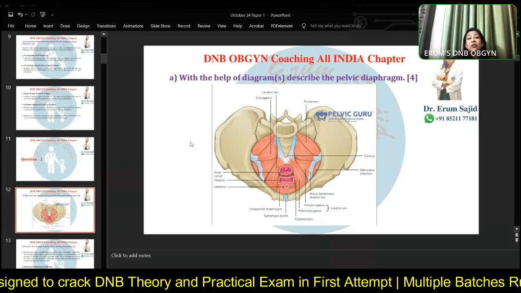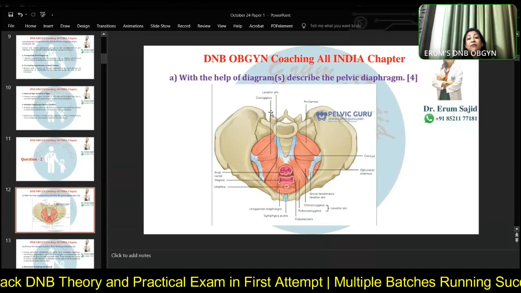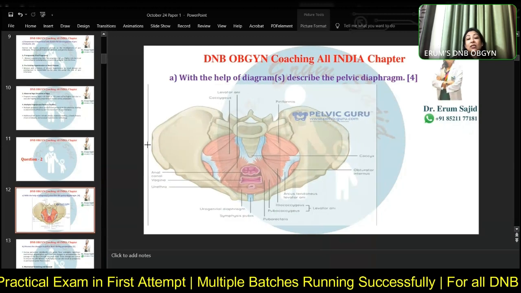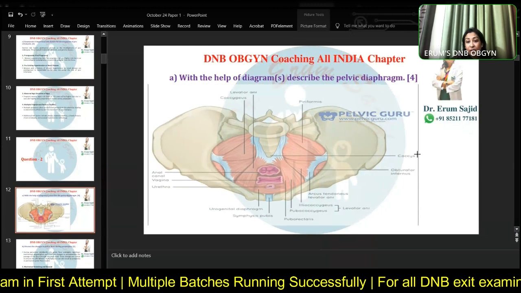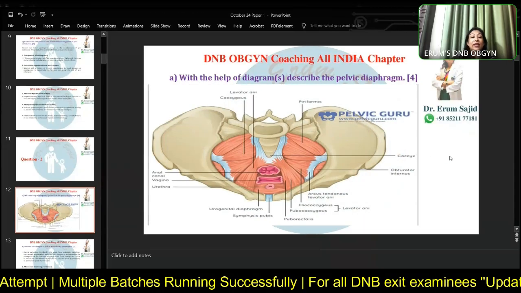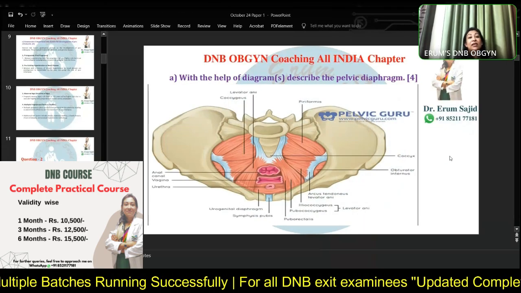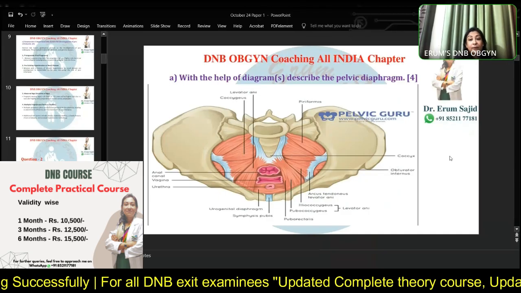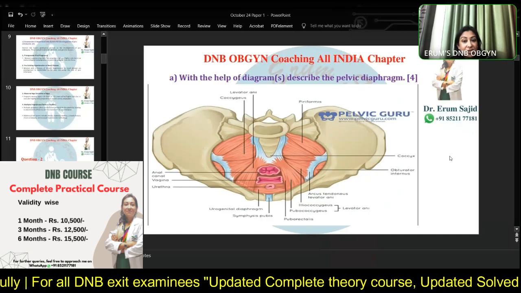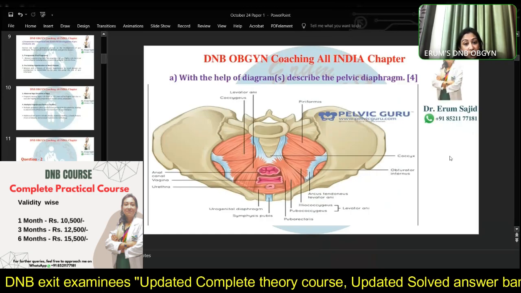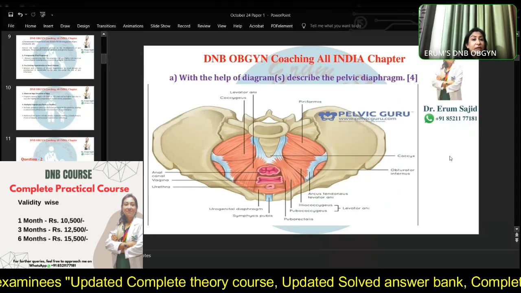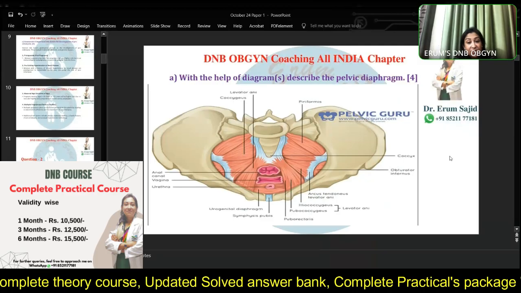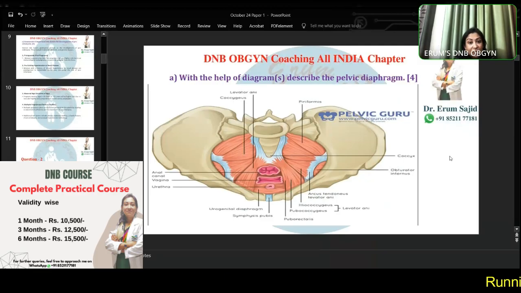Okay. Now there was a question: with the help of a diagram, describe the pelvic diaphragm. Now I have taken a huge class on pelvic anatomy, long back. All my students who have been with me for a long time know that I've been taking these live classes, and I started with anatomy lectures because I had a lot of requests from my students to clarify the anatomy. Ureter's anatomy is asked very often, bladder anatomy is asked very often, then this pelvic diaphragm is asked very often, and the supports of the uterus is asked very often.